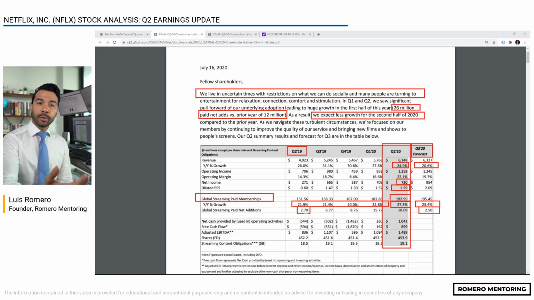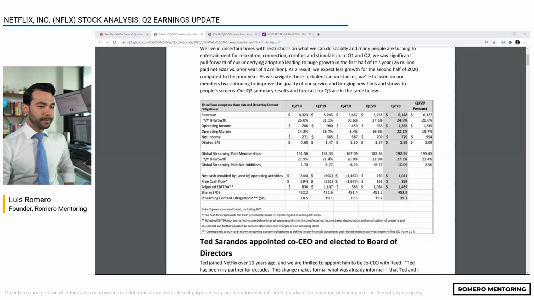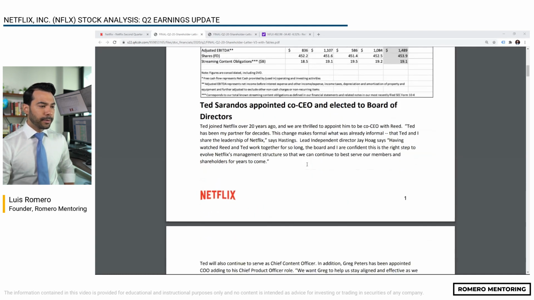And this is probably one of the reasons why the stock, after they reported earnings, was down over 7% in the aftermarket hours. When we look at the charts, we're going to make sense of it. We're going to dissect what the chart is telling us, and this is probably one of the things that the market was discounting, is lower growth in the second half of this year. So let's look at another section of their earnings.